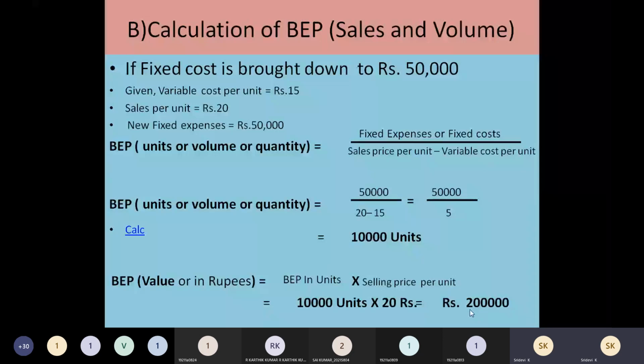So this is how you are going to find out, when there is a change in the fixed cost, how to calculate the break-even point in units as well as in rupees. Is that clear?